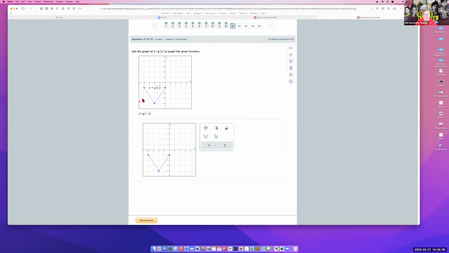This one is fun because we have a graph that's a little bit like absolute value, but we don't know that it's absolute value. We just have a picture of it. Actually, the slope, oh no, it is symmetric. Okay, so we've got a negative inside. Is that a flip side to side or up to down? Very good. It's the side to side one. So I'm going to use this reflection across the y-axis tool.